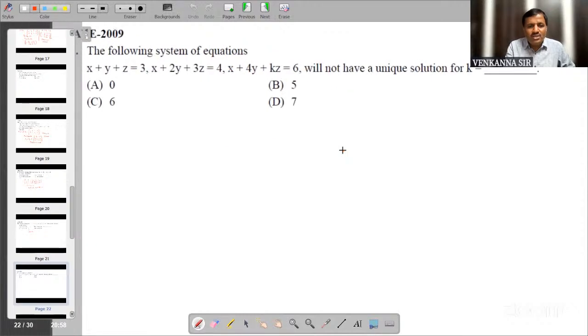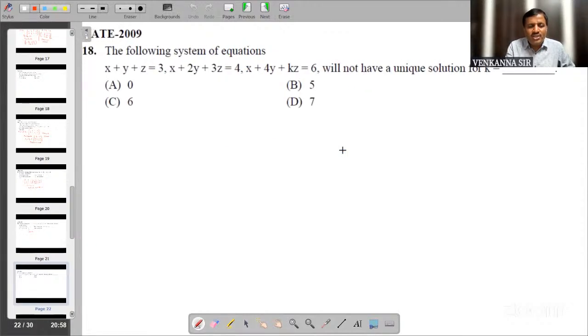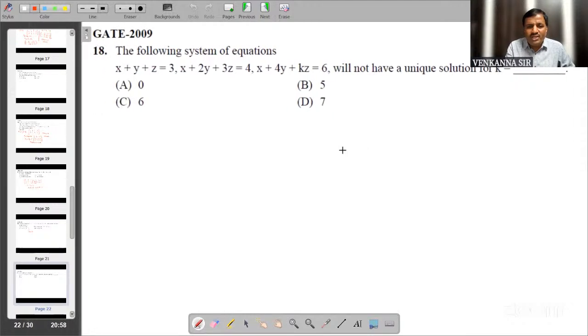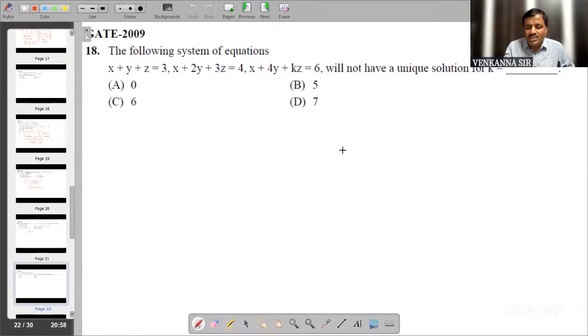This question: the following system of equations will not have a unique solution. For what value of the k? You can try this question easily, you will get the answer. No problem. What type of equation? They are non-homogeneous equations. 1, 1, 1, 3; 1, 2, 3, 4; 1, 4, k, 6.